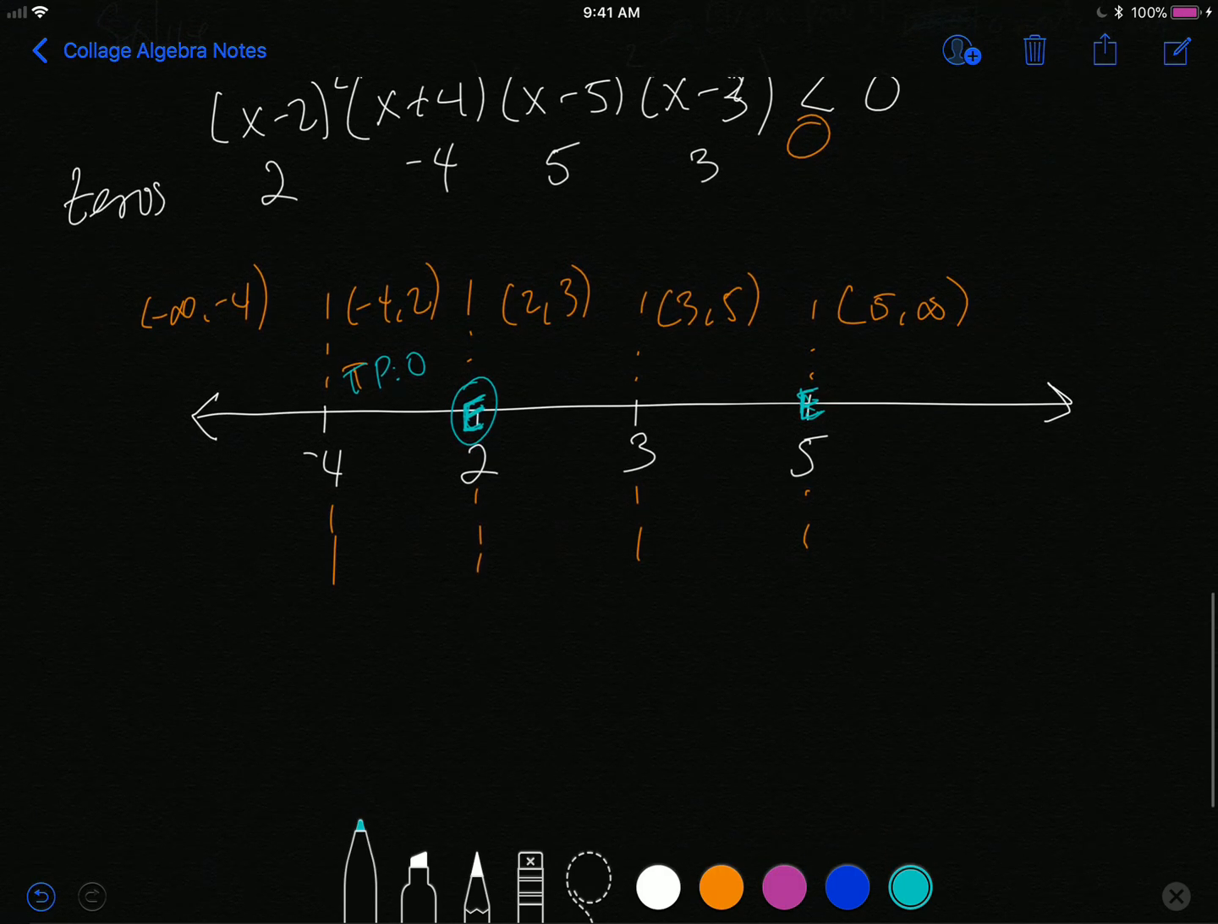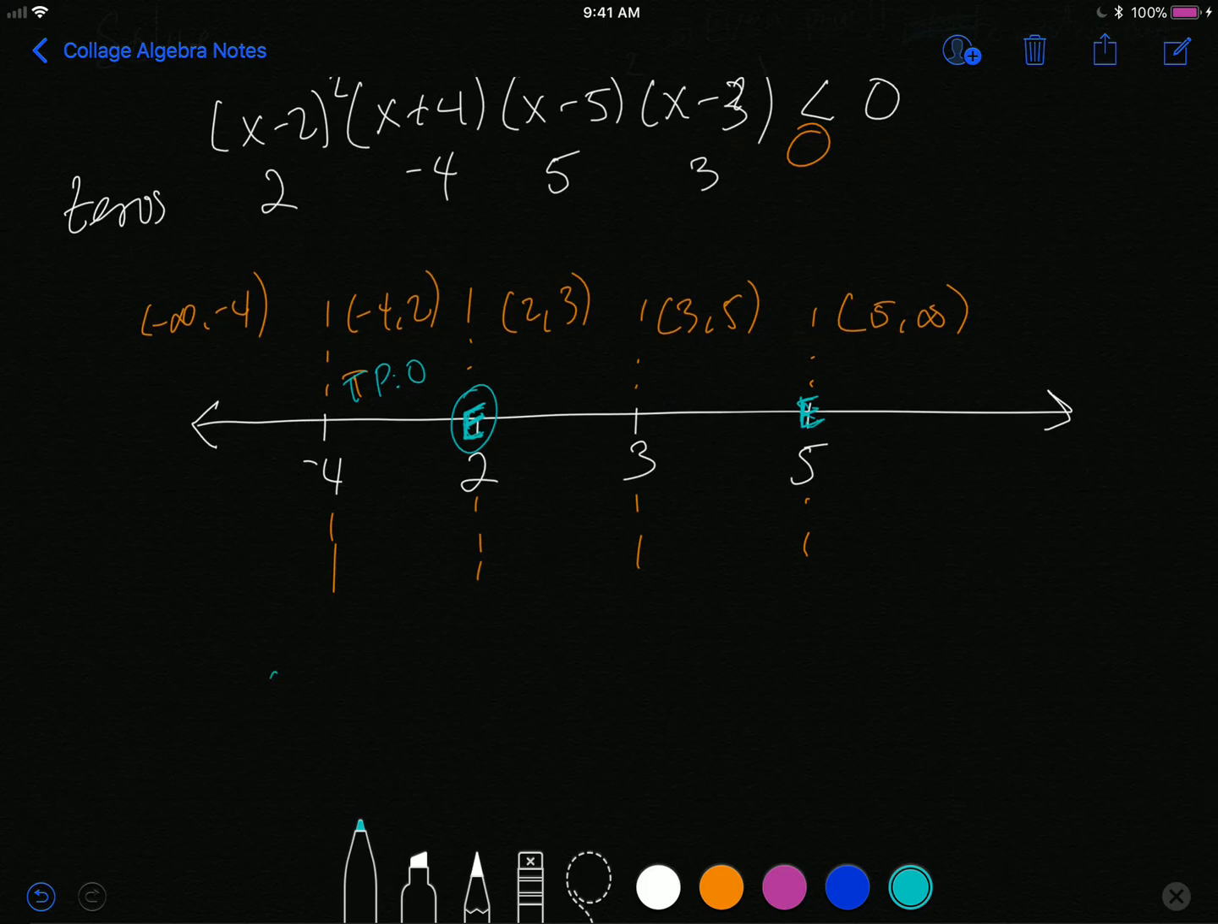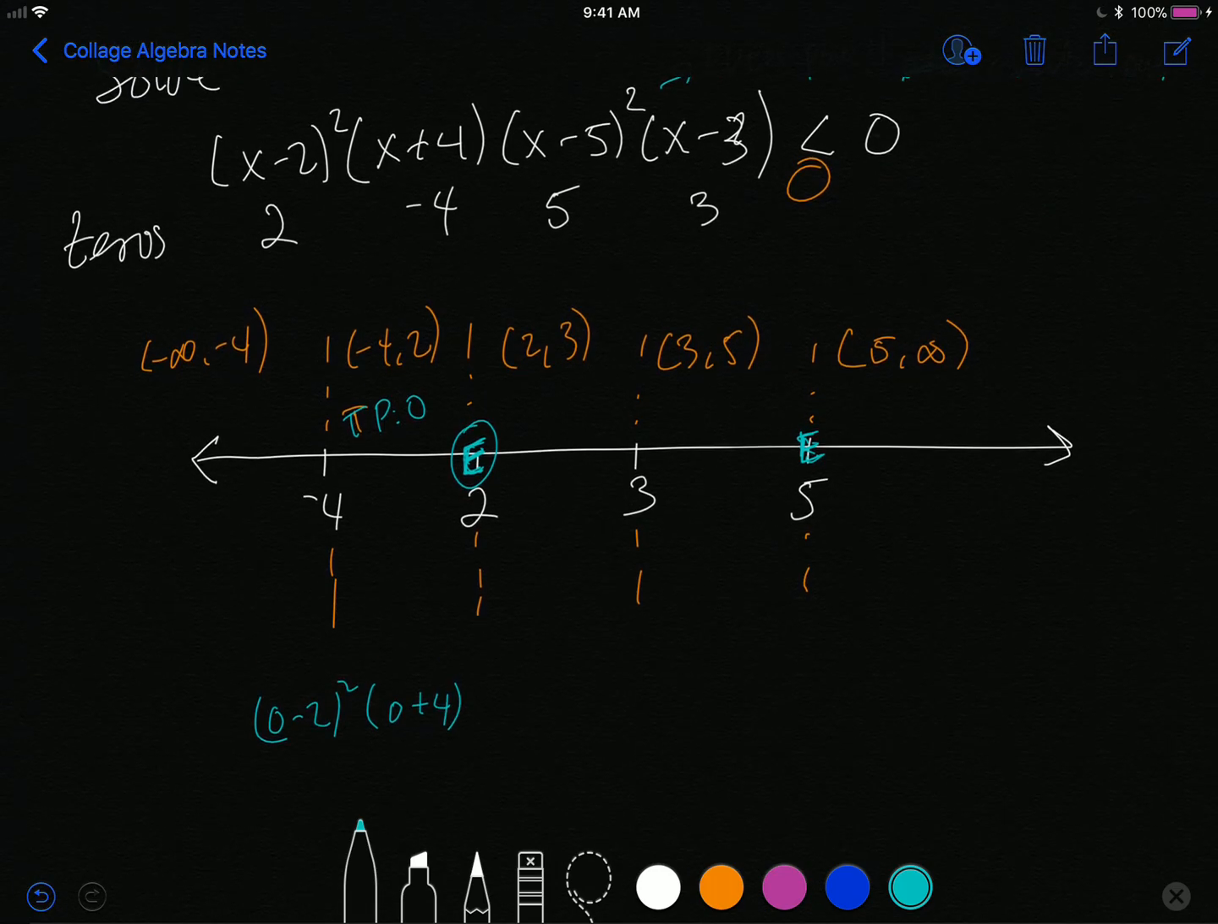So I'm plugging in 0, and so that's going to be 0 minus 2 squared times 0 plus 4 times 0 minus 5 squared times 0 minus 3. And I want to know, is this negative? Is this going to be less than 0?